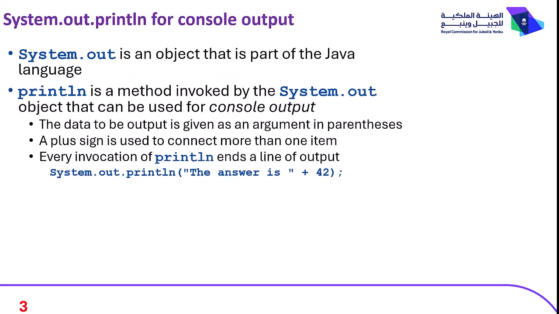System.out.println is used for console output. System.out is a built-in object in the Java language used for sending data to the console. We use the println method to output data, which is passed as an argument within parentheses. To combine multiple items in one statement, we use the plus sign for concatenation. Importantly, every println call automatically ends the current line of output.